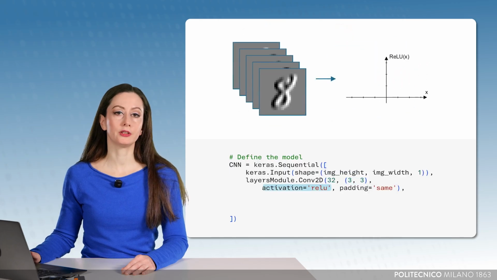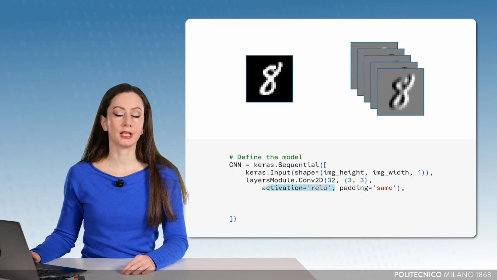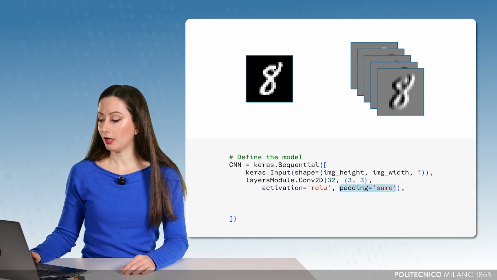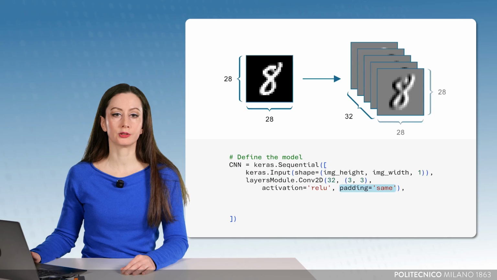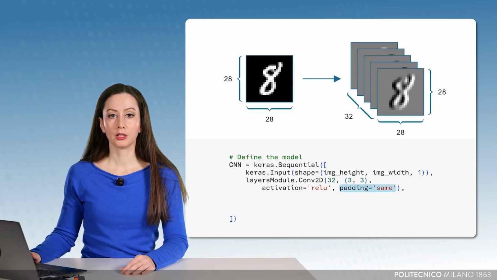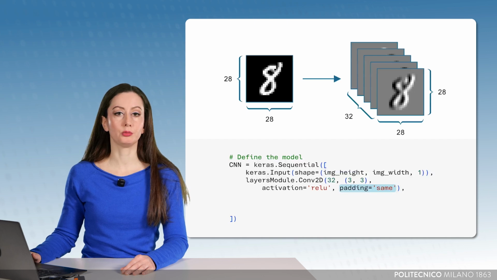We then set the activation function to ReLU to keep the output positive. And the padding option, same, ensures that the output has the same size as the input. So as a result, the output of the convolutional layers are 32, 28 by 28 matrices. And it's worth noting that since each filter has 9 learnable coefficients, we have so far 9 times 32 parameters to be optimized. But we will come back to this later.